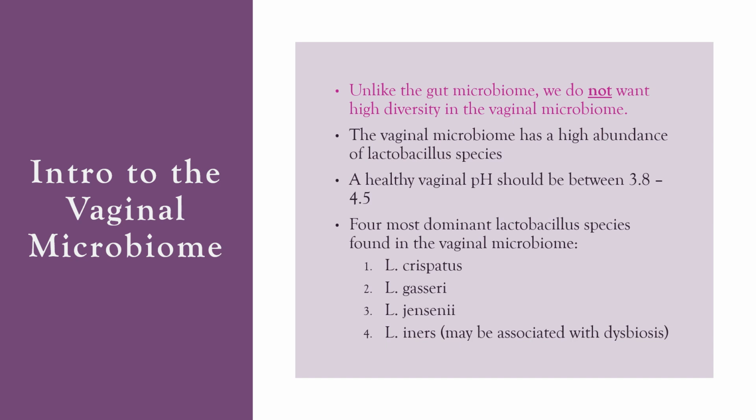Lactobacillus lowers the pH through the production of lactate, which helps keep the vaginal pH at a healthy lower level. Now, a healthy vaginal pH should be anywhere between 3.8 and 4.5. This pH range helps facilitate the abundance and growth of 4 of the most dominant lactobacillus species found in the vaginal microbiome. They include Lactobacillus crispatus, Lactobacillus gasseri, Lactobacillus jensenii, and Lactobacillus iners. Now, it's important to note that Lactobacillus iners may also be associated with vaginal dysbiosis.